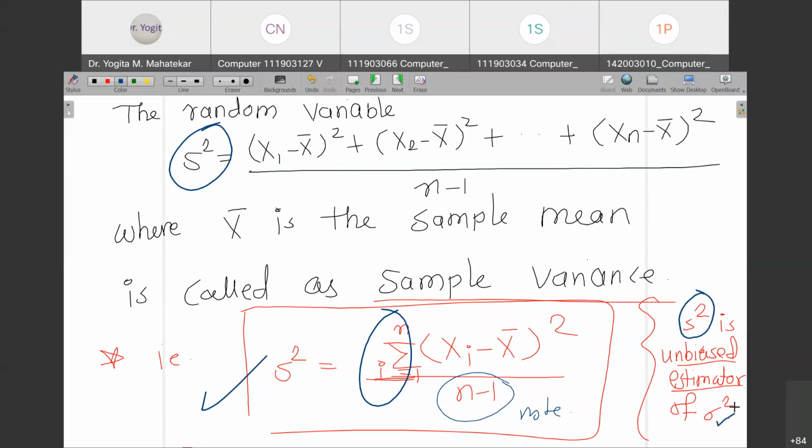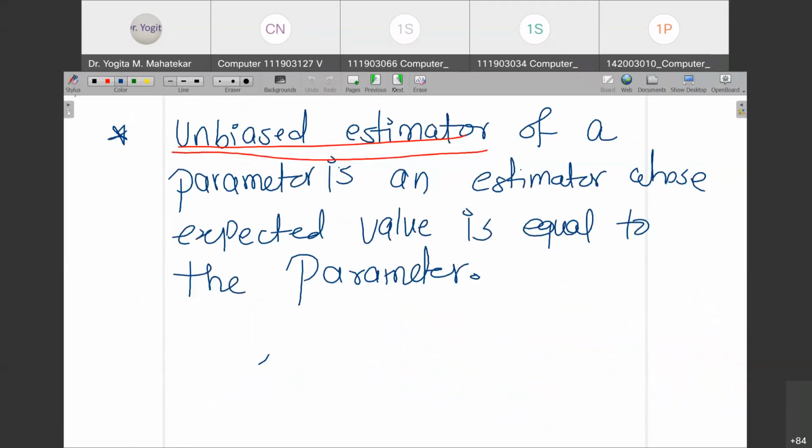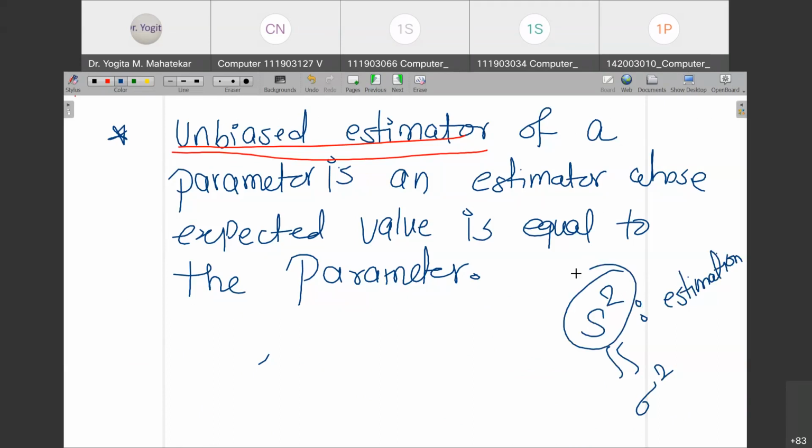Sigma square is the variance of the population. So what is meant by an unbiased estimator? An unbiased estimator of a parameter, any parameter in general, is an estimator whose expected value is equal to the parameter. A parameter is the population variance. Variance is a parameter. What is the estimator? S square is the estimator. I'm trying to approximate sigma square, the population variance, with S square. So S square is, in this case, an unbiased estimator of the population variance.